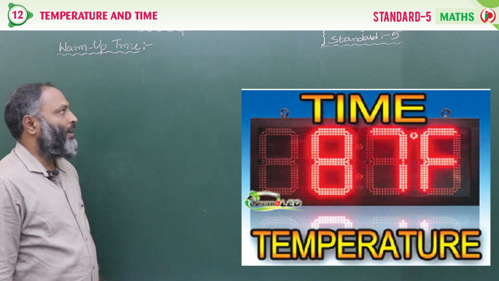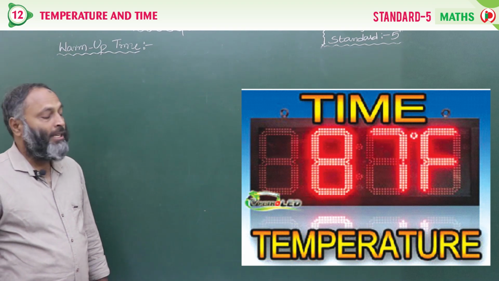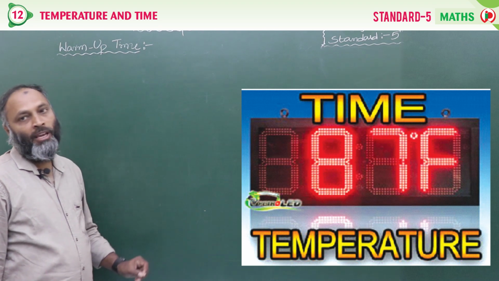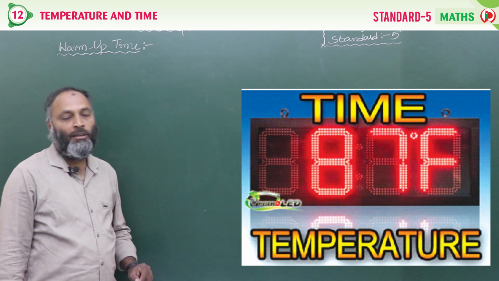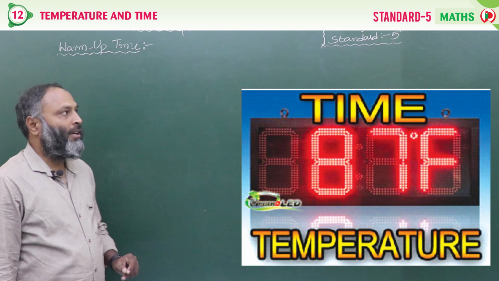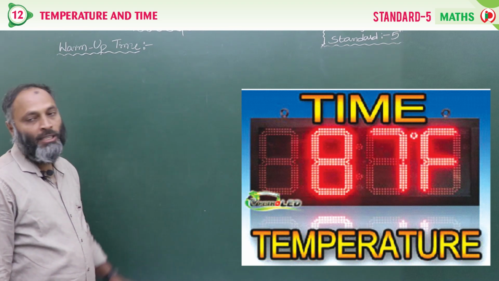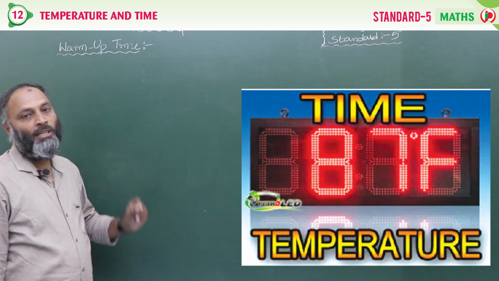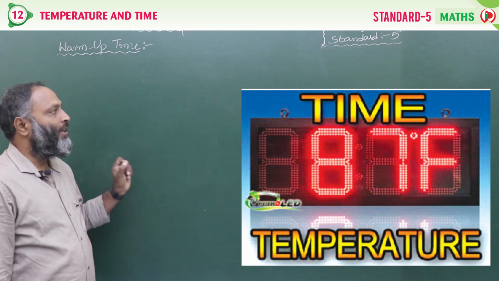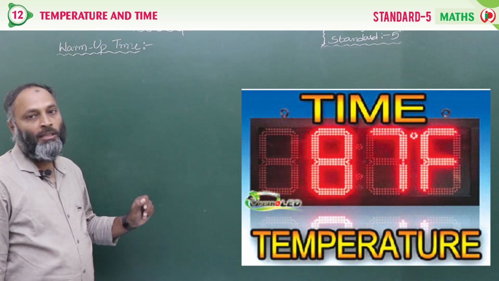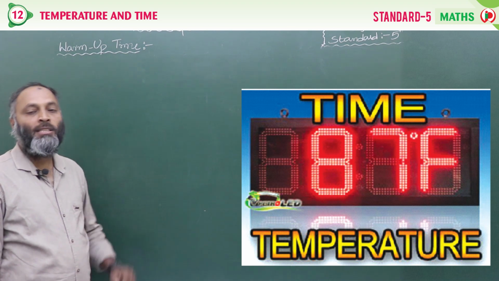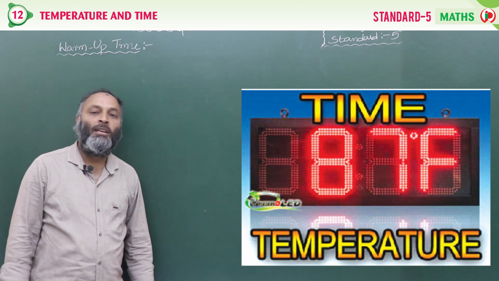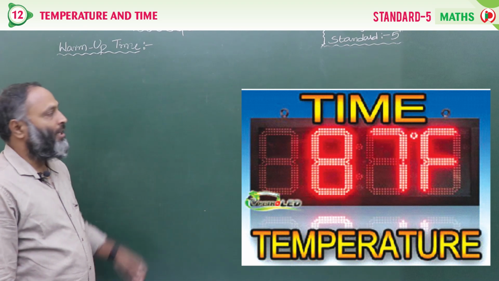It is very clearly given. That is 87 degrees F. F means Fahrenheit, 87 degrees Fahrenheit. It is there in the picture. 87, the small dot up there is the degree symbol. So the temperature scale given here is the Fahrenheit scale. Okay, so we can read the temperature.